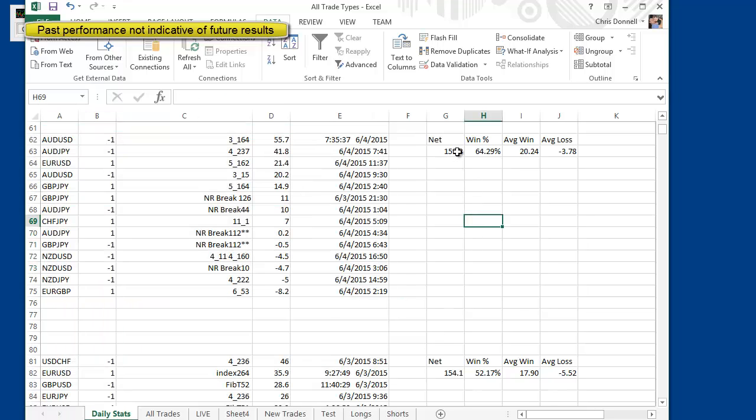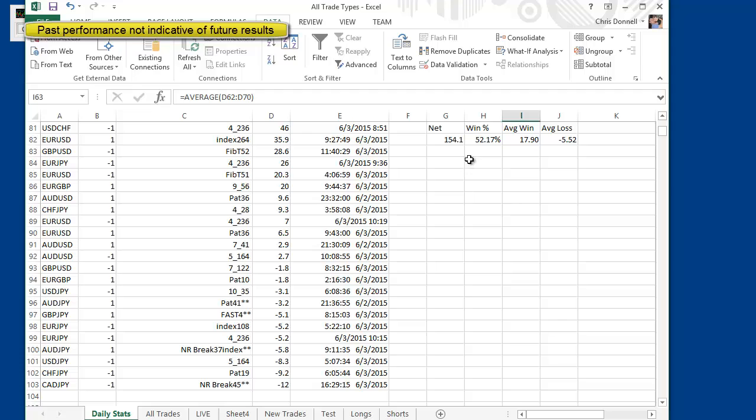So 159 pips here, 64% winning, and 20 pips average win. I'm not sure what day this is. 154 pips, and this was earlier in the week. Some of these patterns I fixed during this week, but I don't remove them off of past days.